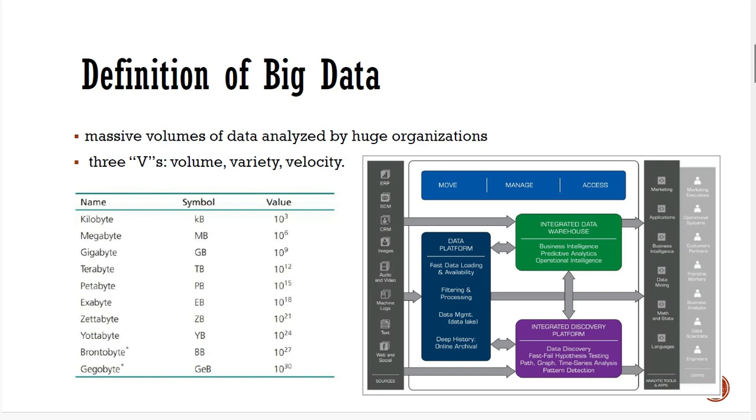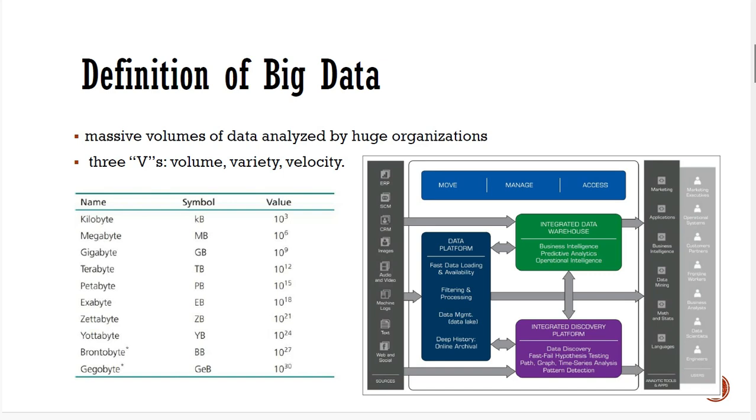Variety. Data today comes in all formats, ranging from traditional databases, hierarchical databases, and online analytical processing systems to text, emails, XML, sensors, videos, audio, stock tickers, and so on. 80 to 85% of all organizations' data is in some sort of unstructured or semi-structured format.